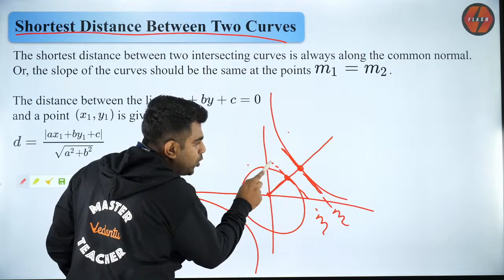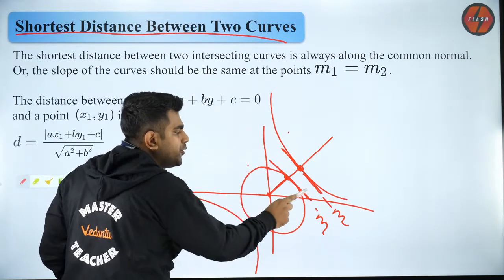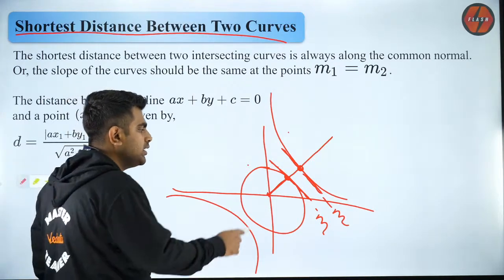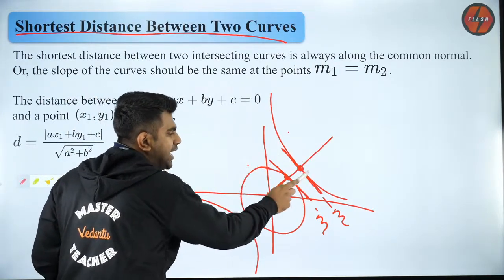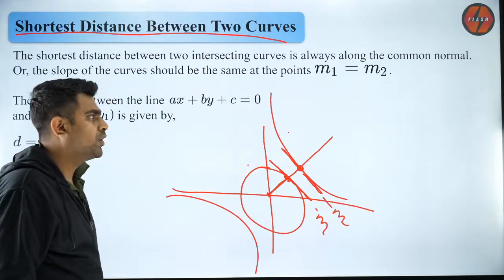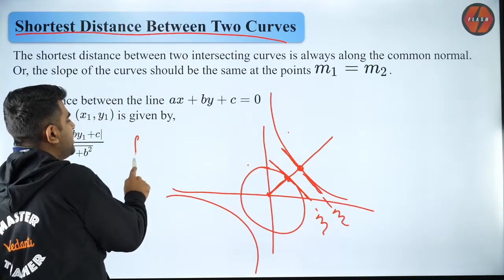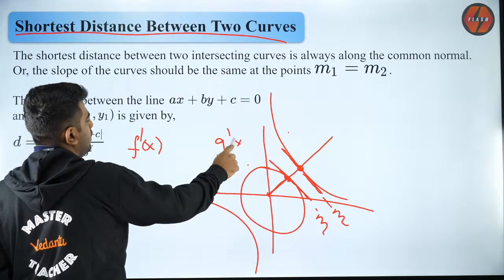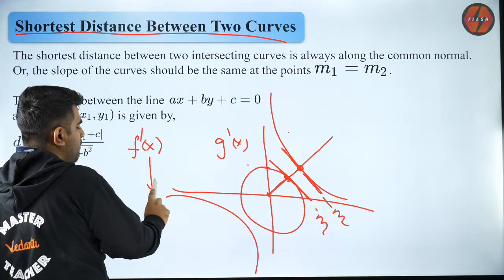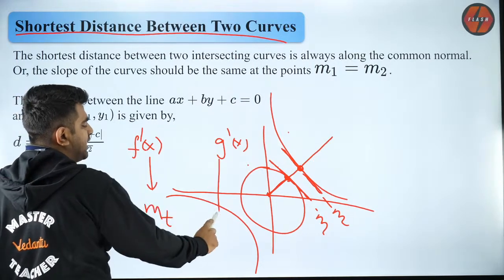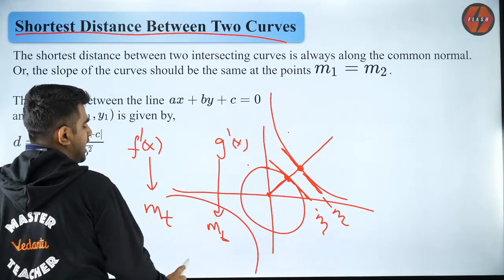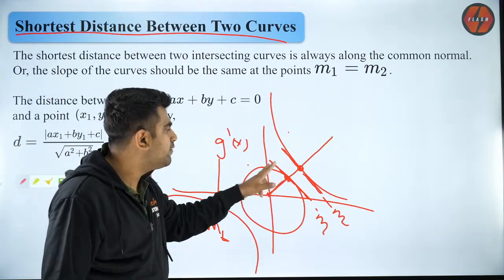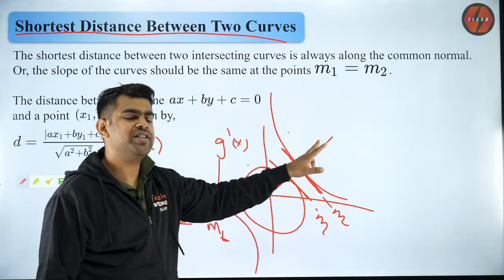Now, since this is the common normal, if I draw a tangent over here at the point of intersection and a tangent over here at the point of intersection, don't you think these two tangents should have the same slope? Because this is the common normal, these two tangents should have the same slope. So I will differentiate the first curve, I will differentiate the second curve, get the slope of tangent from each, and equate them. That will give you the point of intersection. From there you can figure out the distance.